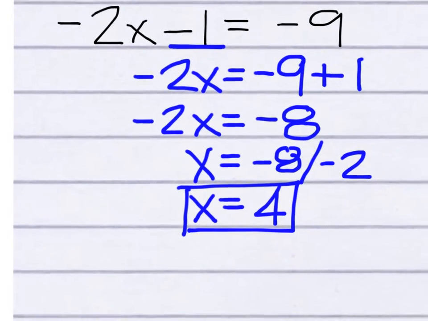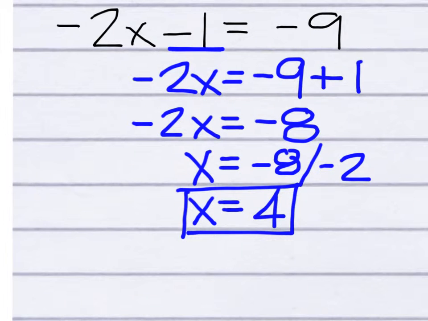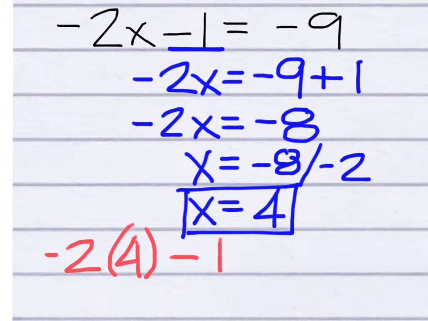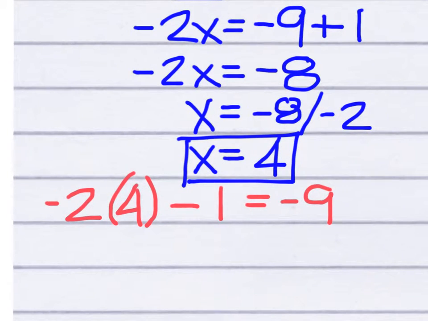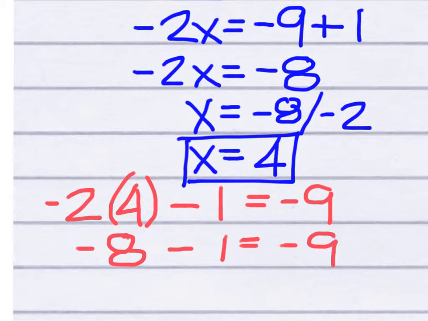If you're uncertain if you have the right answer or not, plug it back in. Negative 2 times 4 minus 1 equals negative 9. Negative 2 times 4 is negative 8. Negative 8 minus 1 is negative 9. Negative 9 equals negative 9, so it works out.